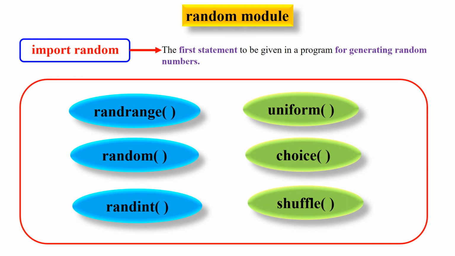In Python, random numbers are not enabled implicitly. Therefore, we need to invoke the random module or random code library explicitly in order to generate random numbers. The first statement to be given in a program for generating random numbers is import random. Let's see the various functions associated with the random module.